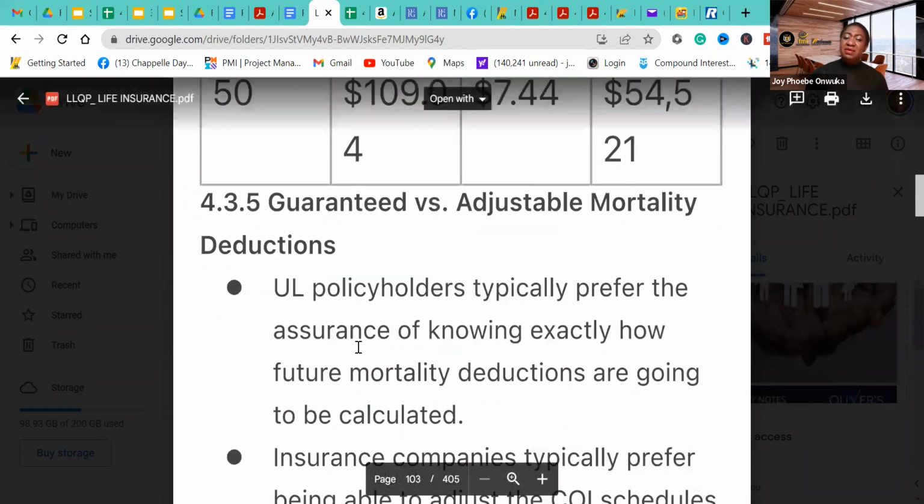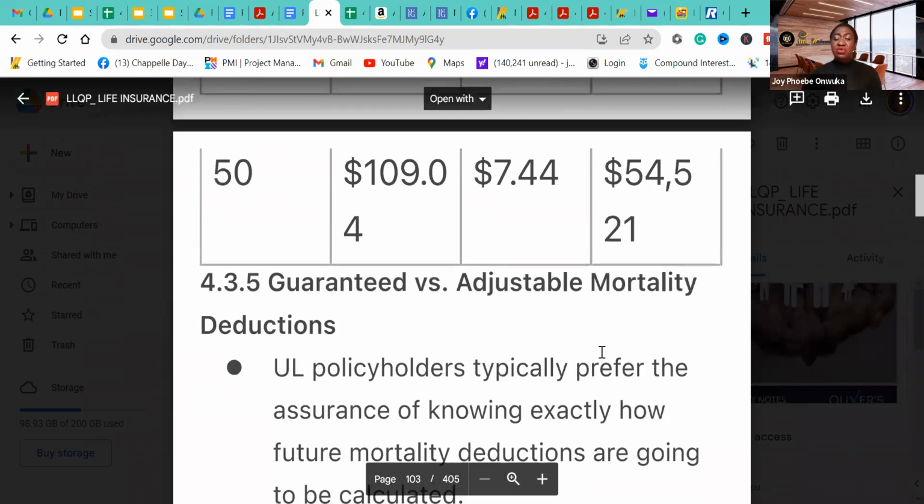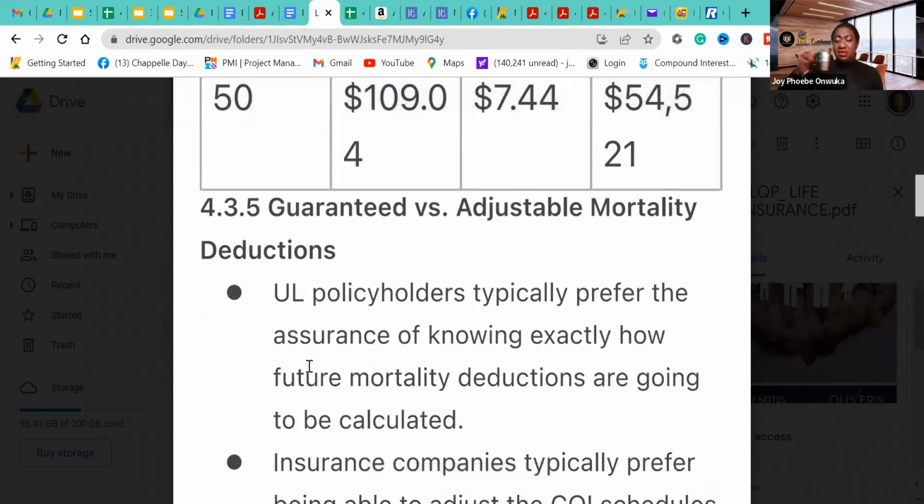Guarantee versus adjustable mortality deduction. You remember we were looking at the three methods of determining the premiums that one pays: level cost of insurance, YRT, and the third one is adjustable mortality deductions.